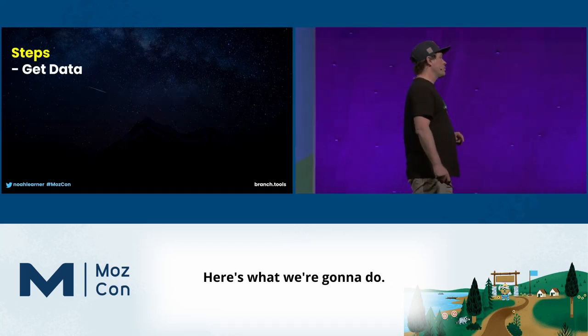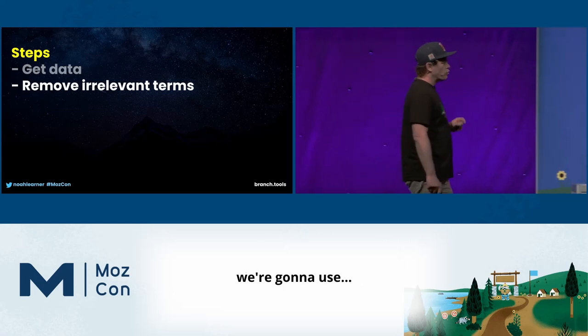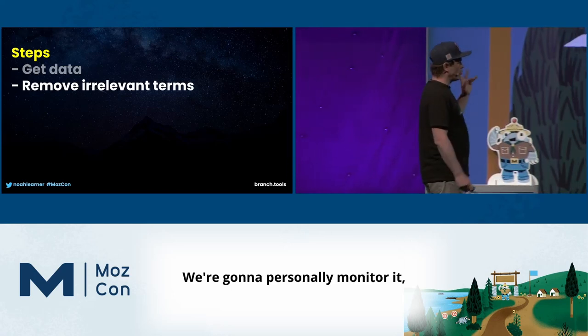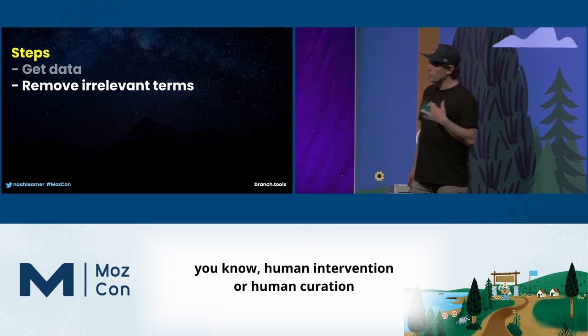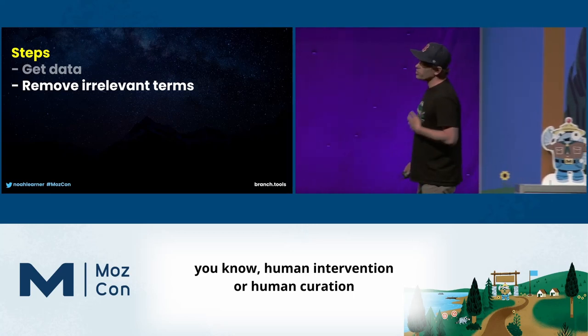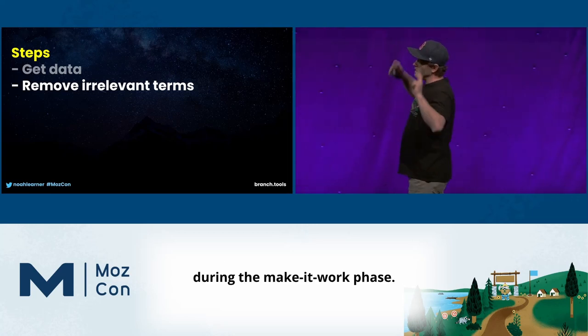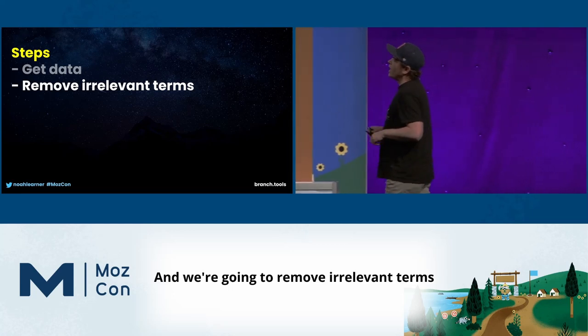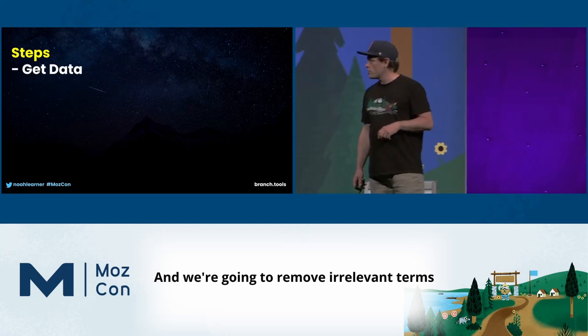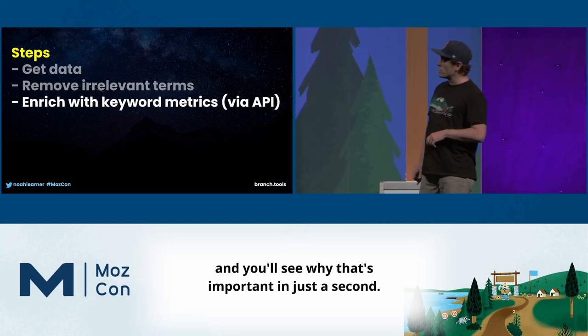Here's what we're going to do. We're going to get data. We're going to personally monitor it, you know, human intervention or human curation during the make-it-work phase. And we're going to remove irrelevant terms. And you'll see why that's important in just a second.